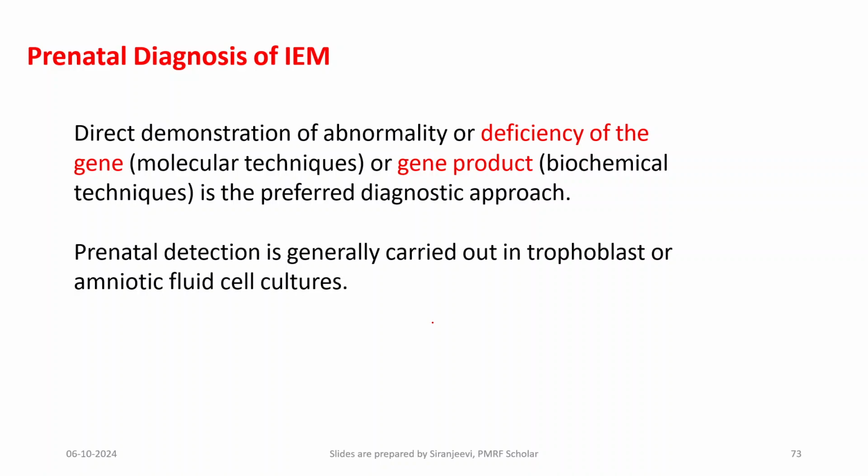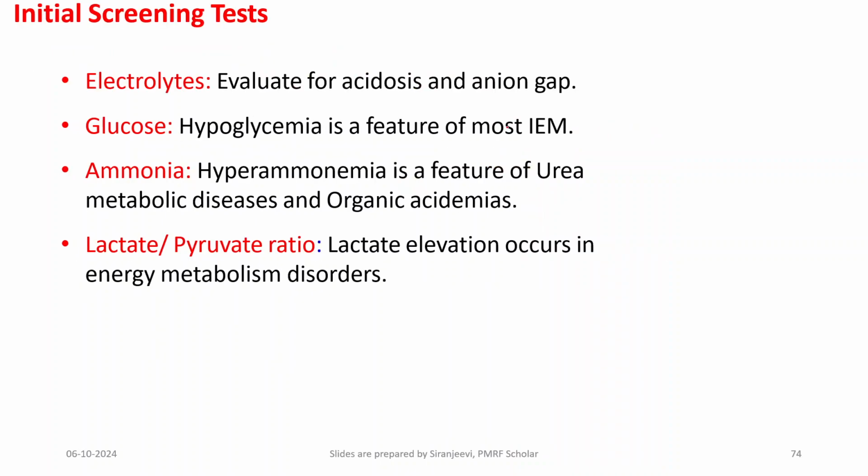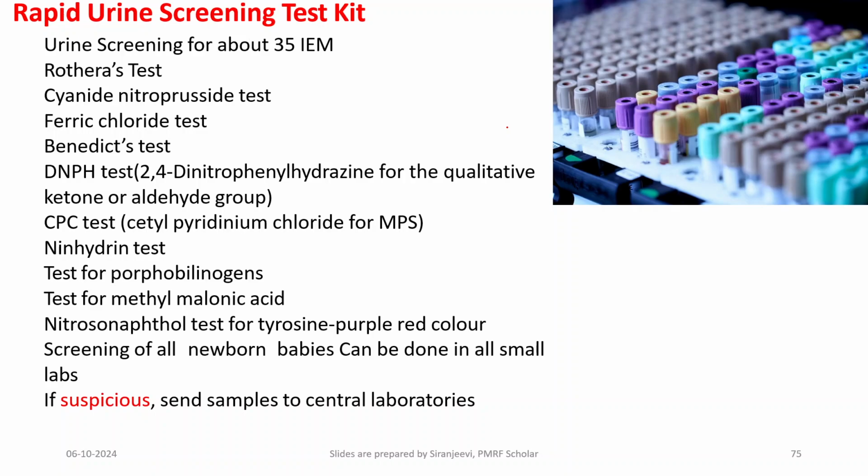How do people usually go for the screening? The first diagnosis will be the prenatal diagnosis, where people will take the amniotic fluid or trophoblast, and it will be sent for a gene deficiency test. Once the baby is born, people will usually check the electrolytes, glucose, ammonia, or the lactate to pyruvate ratio to diagnose the inborn errors of metabolism. There is something called a rapid urine screening test, which detects 35 inborn errors of metabolism. The list is given here. If any positive result is there, that indicates the presence of inborn errors of metabolism in that patient.